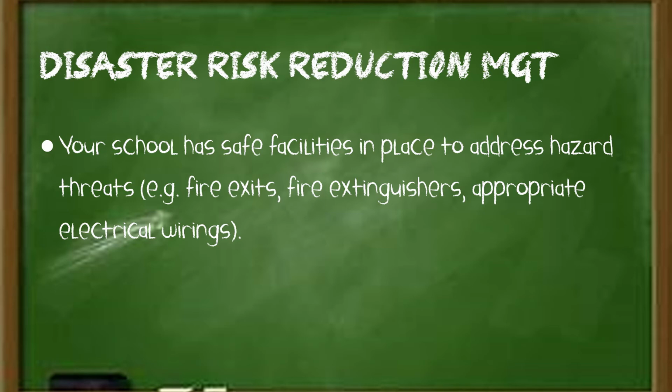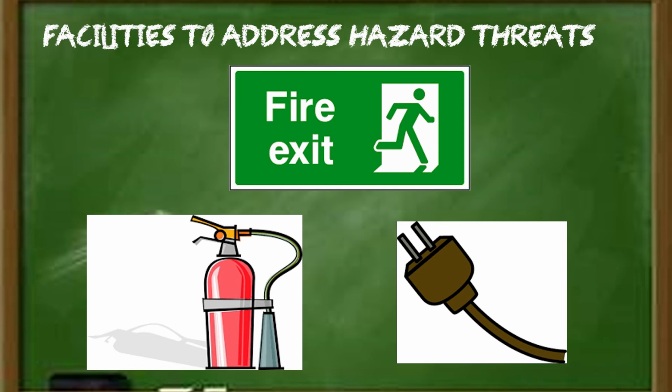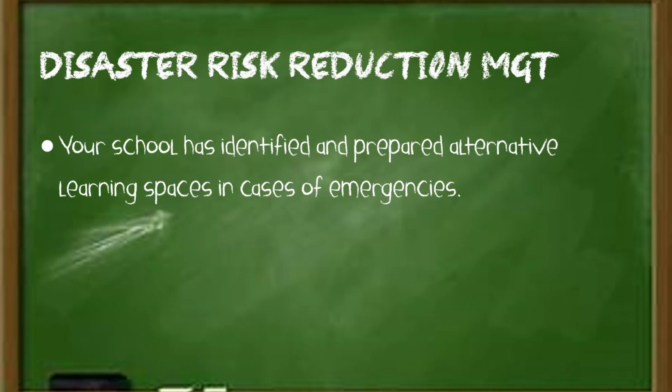What are the examples of this? Classrooms and other buildings should have fire exits. Also, there should be a fire extinguisher placed in a visible and easy-to-reach location. The manual also provides that periodic inspection and maintenance of electrical equipment and installation is necessary to prevent risk of electrical fire. Second, your school has identified and prepared alternative learning spaces in cases of emergencies.